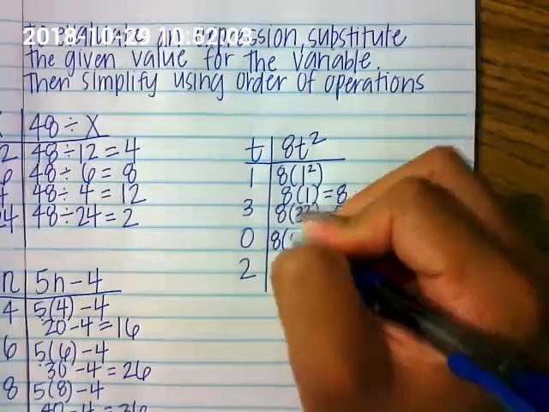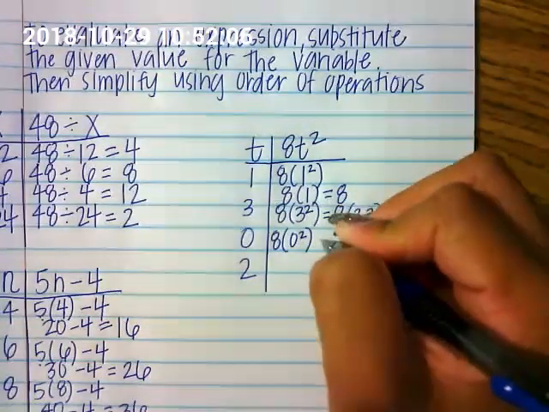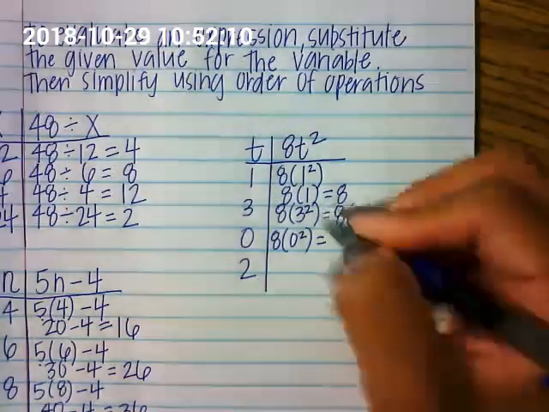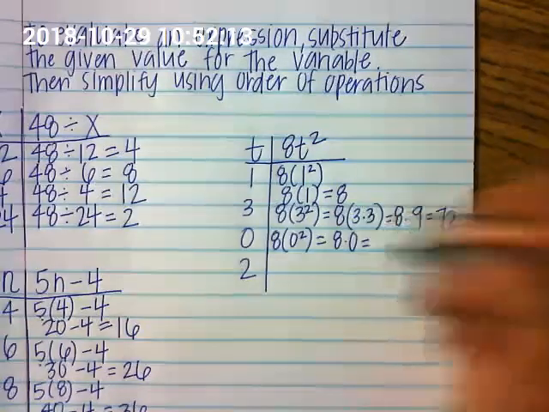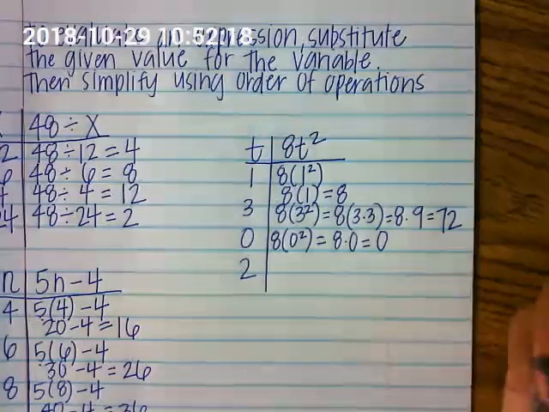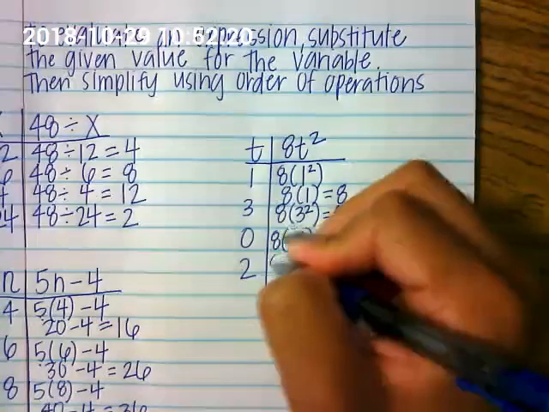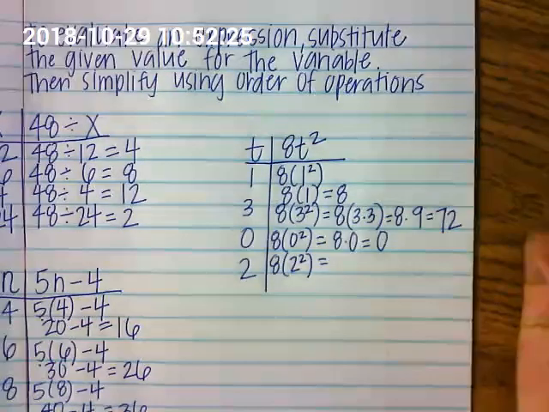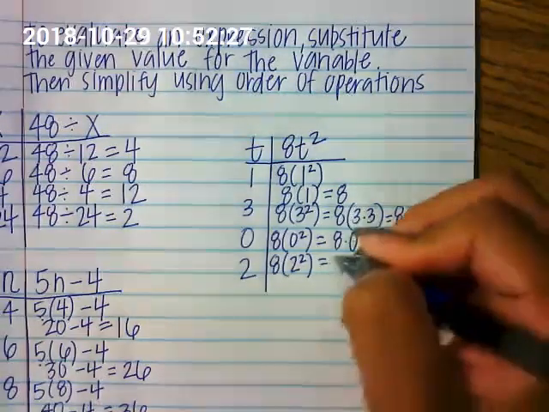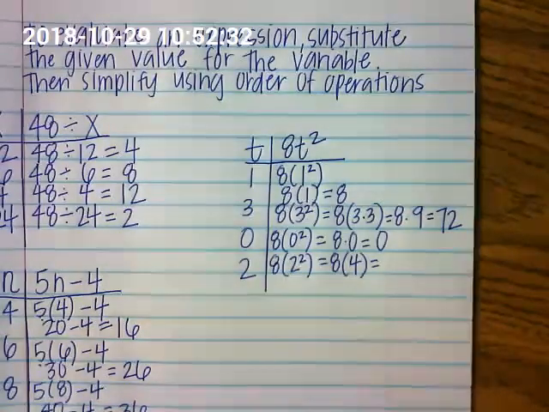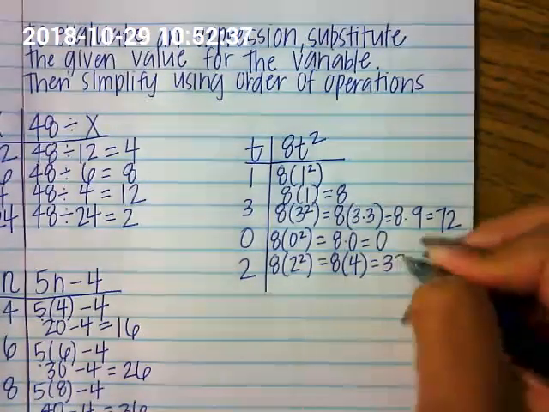So 8 times 0 squared. And what is 0 squared? 0 times 0? 0. So we have 8 times 0. And what do we get? 0. Let's try 2. 8 times 2 squared. So what is 2 times 2? 4. So 8 times 4 gives us 32.